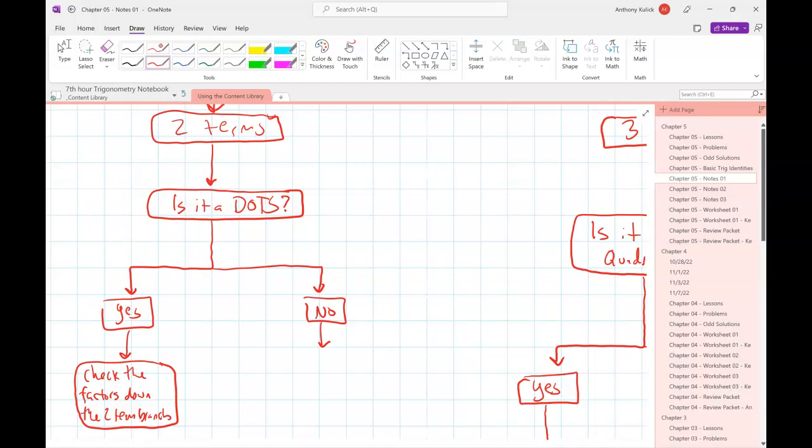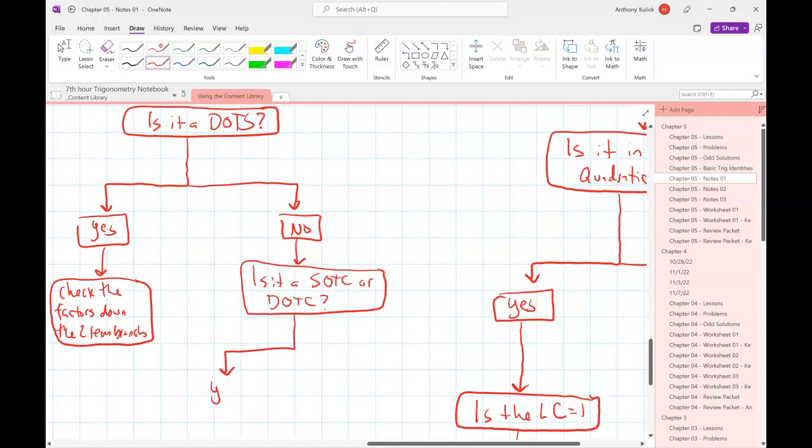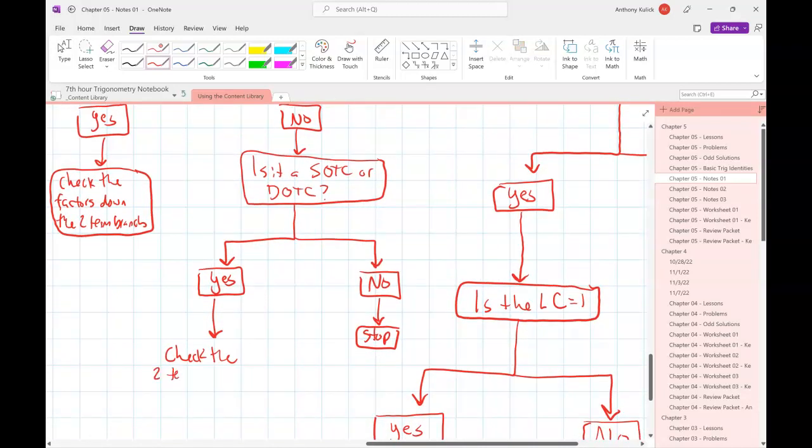If it's no, then we check something else. What else could happen if it was two terms? It could be a sum of two cubes or a difference of two cubes. If it's not a sum or difference of two cubes, at that point you would stop. There's nothing more that you would need to do. If it is, then we need to check the two-term factor down the two-term branch.